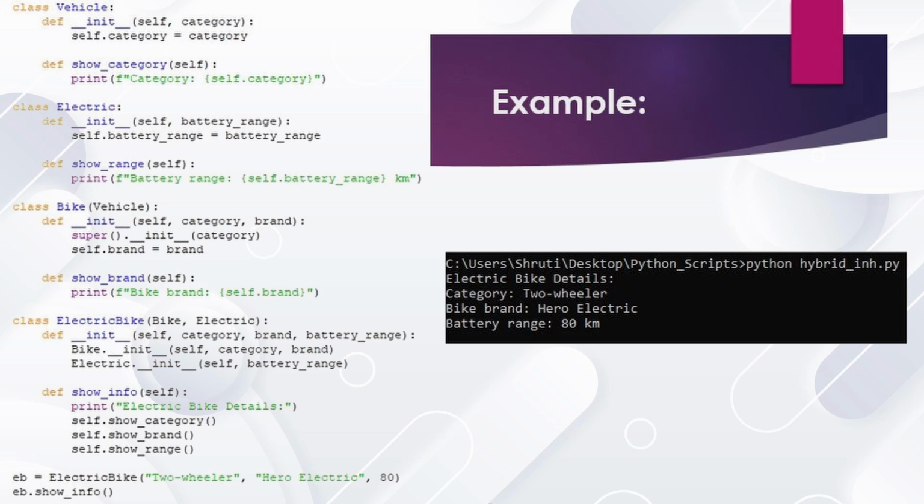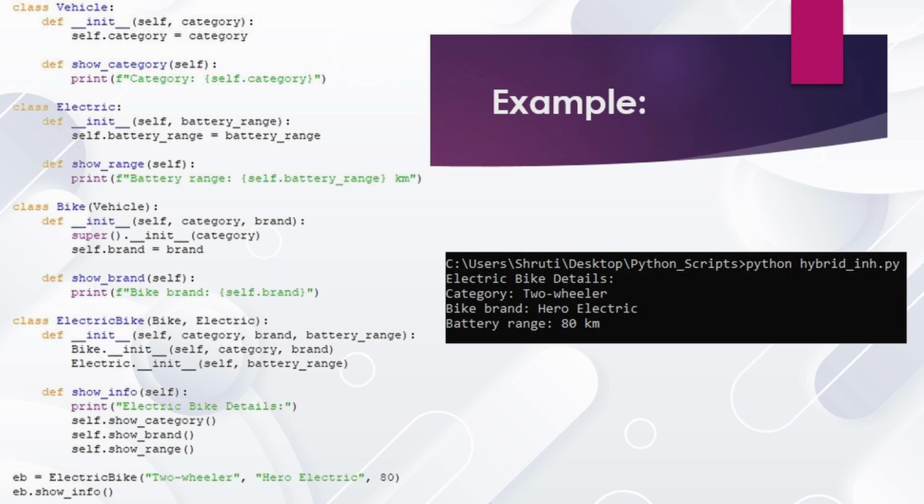This program demonstrates hybrid inheritance in Python, where multiple types of inheritance, single, multiple and multi-level, are combined in one structure. The base class Vehicle has a constructor that initializes the category of the vehicle and a method showCategory to display it. Another class Electric is defined separately, which represents electric features of a vehicle.